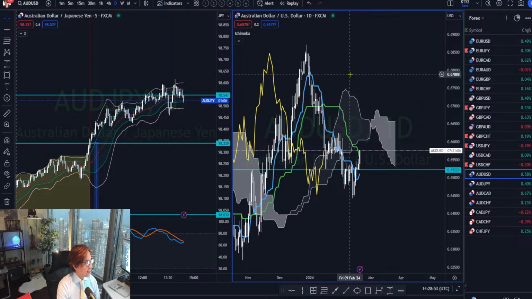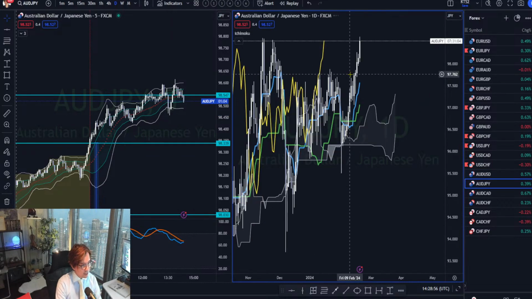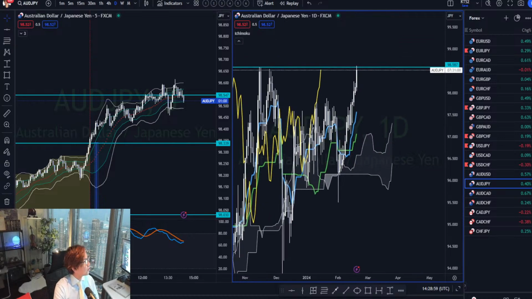Okay, so next one is AUDJPY. AUDJPY is up, bullish, because Senkou span A is up, Senkou span B is up, Kijun Sen is up, and Tenkan Sen is above the Kijun Sen, and Chikou span is above the candles. So this one is now a bullish trend. So I mark red on this one.